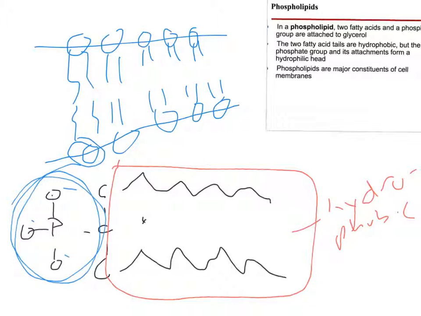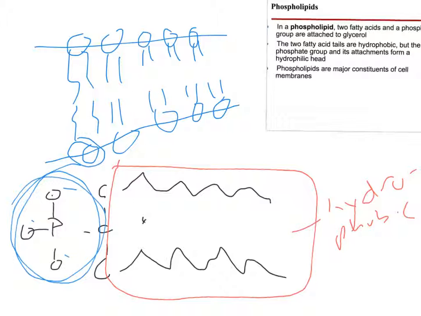Okay? And then from there, we're going to add in proteins in order to move things in and out, and we're going to add in some carbohydrates and some other lipids so that we get a fully functioning cell membrane. But this is the backbone of it, okay?